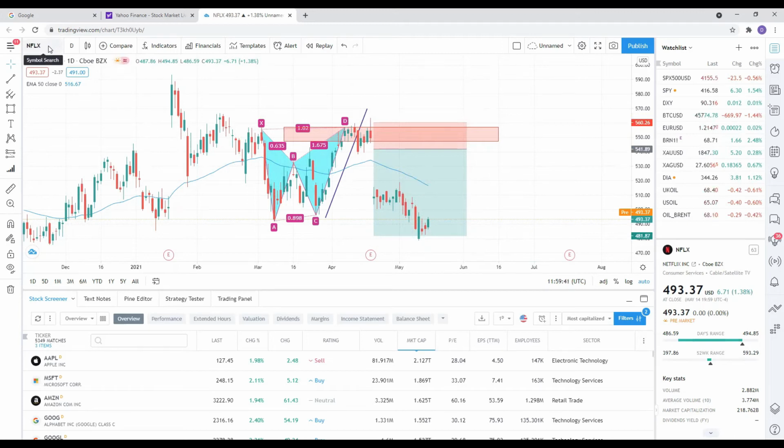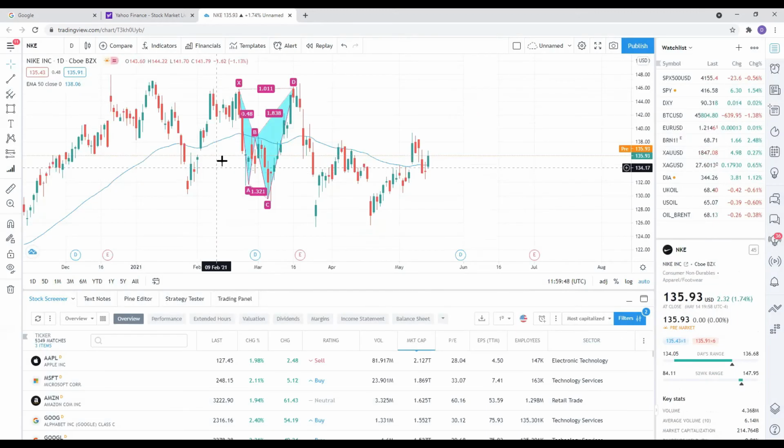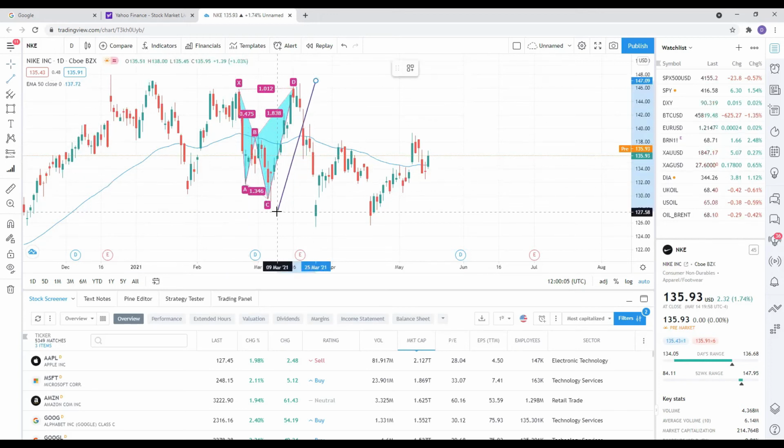Let me give you another example. This is a harmonic chart pattern right here. Well, we missed this trade, but nevertheless, a harmonic chart pattern did appear. So this was the trend line.